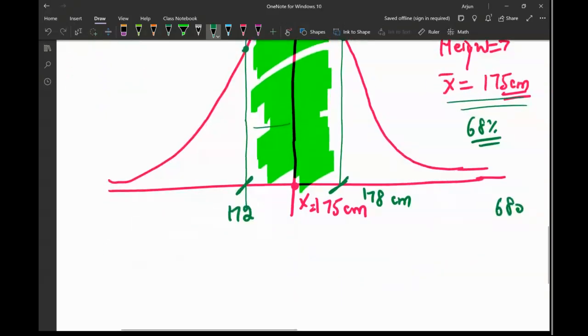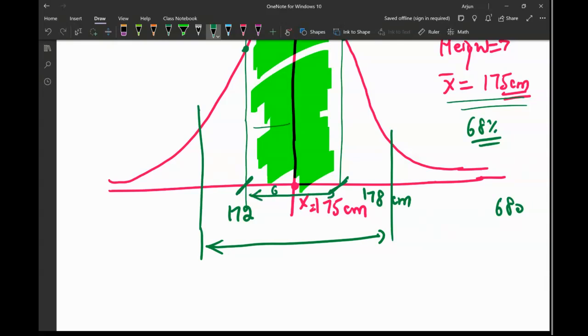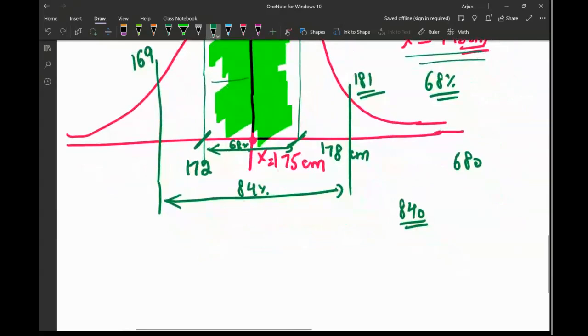And then if I go two standard deviations to the left and two standard deviations to the right, then 84% of the data. Initially this was 68% of the data for one standard deviation. Here it is 84% of the data points that lie within two standard deviations. So this is going to become 169, and this point will become 181. So I can say approximately 840 people in my sample had their height between 169 and 181 centimeters.